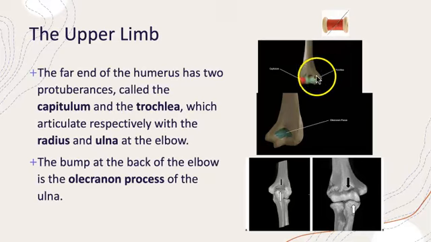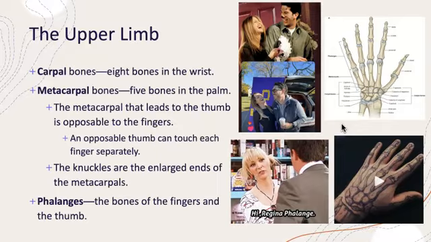And I forgot to mention that the word trochlea was named after a spool of thread. So that's the shape that it has here. And I always like to think of the olecranon as a little leprechaun just sitting in your elbow to help you remember the name olecranon.